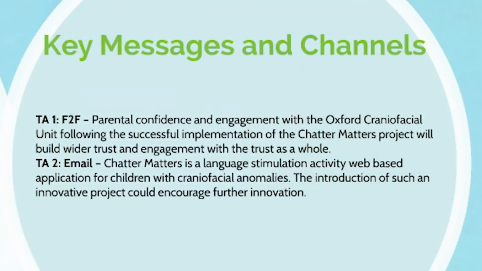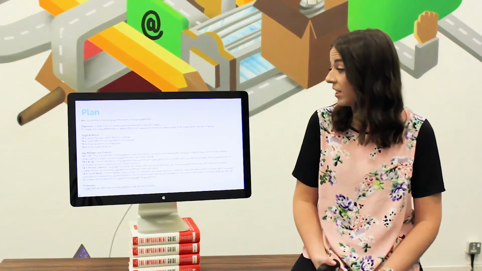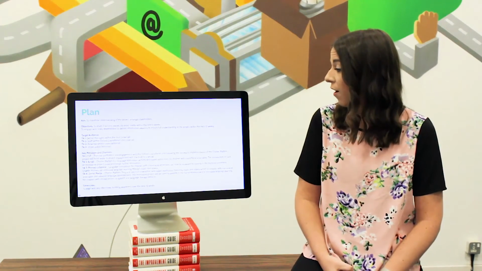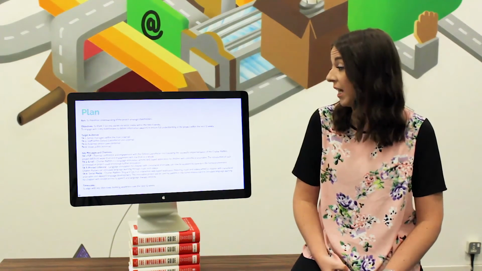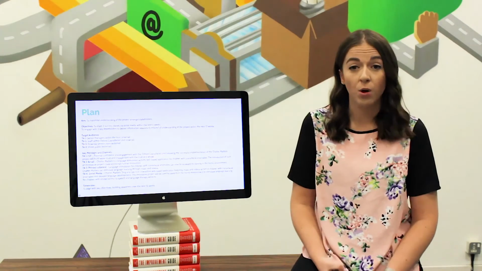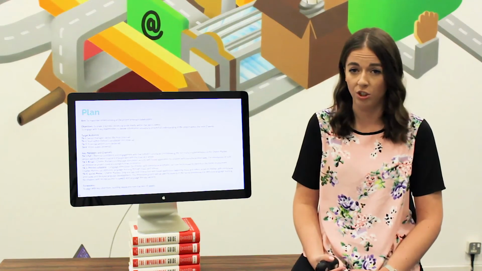So onto the key messages and channels. I've broken this down into the 4 target audiences and then the channels that you'd use to communicate your message to each of those. The first target audience is senior managers within the trust, and I've chosen a face-to-face channel to communicate with them. This means that you can be much more high level with the information that you're giving them and much more succinct with the communications. The example I've got here is parental confidence and engagement within the Oxford Craniofacial Unit following the successful implementation of the Chatter Matters project, which will build wider trust and engagement with the trust as a whole. So it needs to be much more high level when you're talking to this target audience, and because you're using a face-to-face channel, you can adjust your messages as you go.